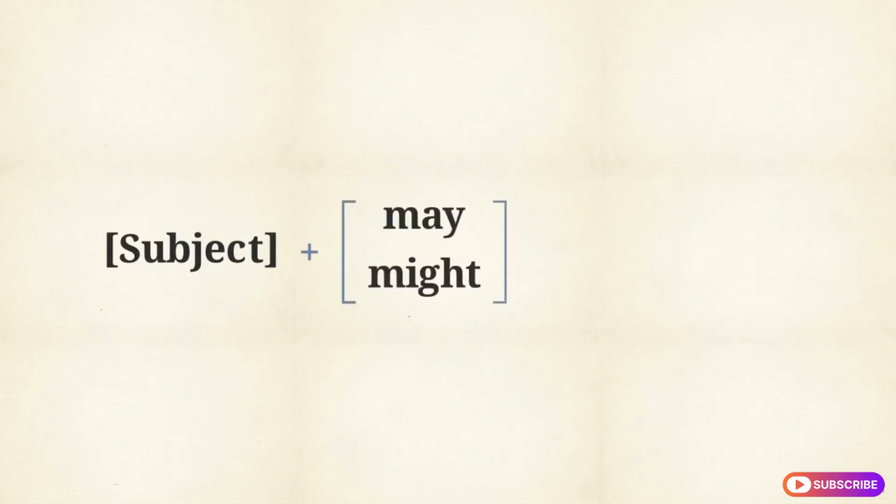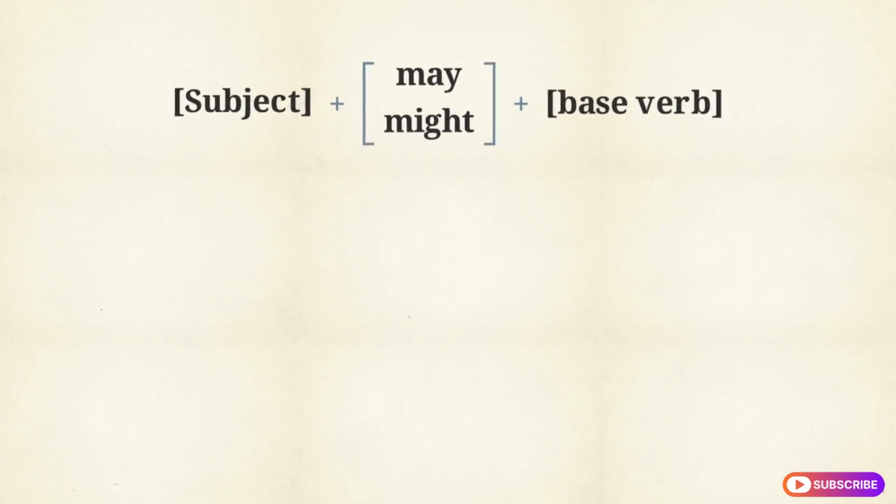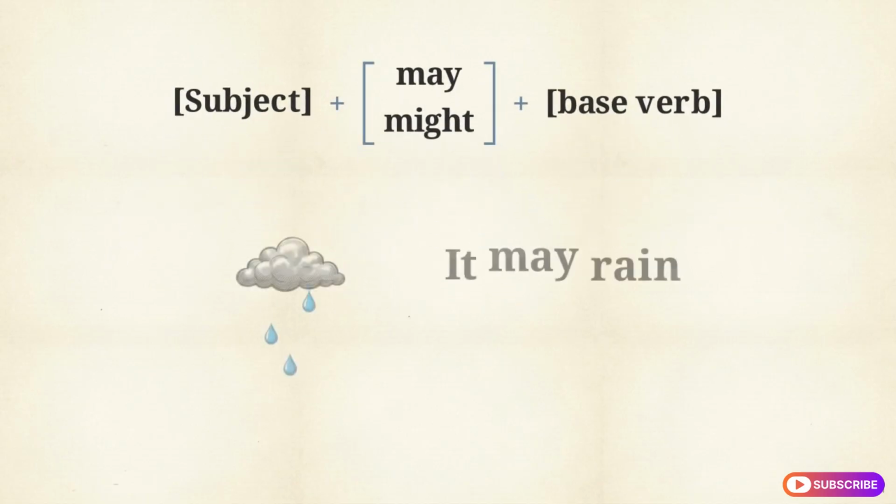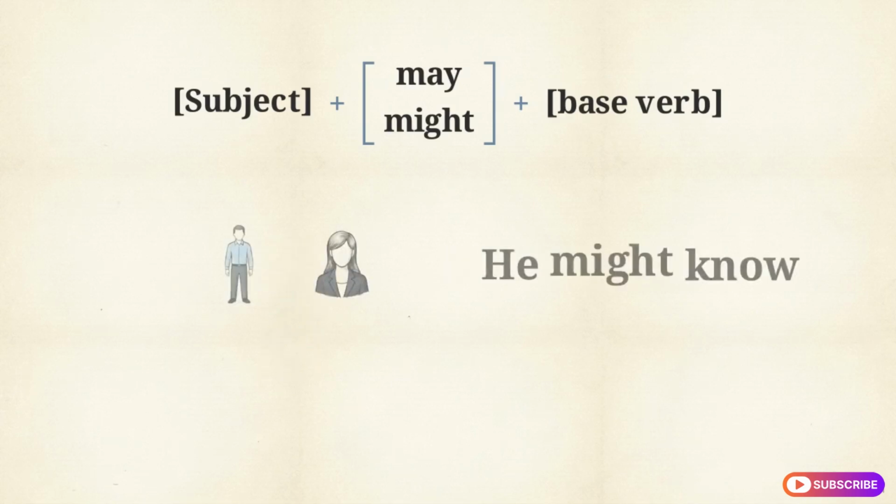The grammatical formula for expressing a present or future guess is straightforward. You start with your subject, add the modal verb, either may or might, and follow it directly with the base form of your verb. In many everyday contexts, these two words are totally interchangeable. If you look at the sky, you can say, "It might rain." Or if you're looking for an answer from a colleague, "He might know." Both perfectly express a guess.